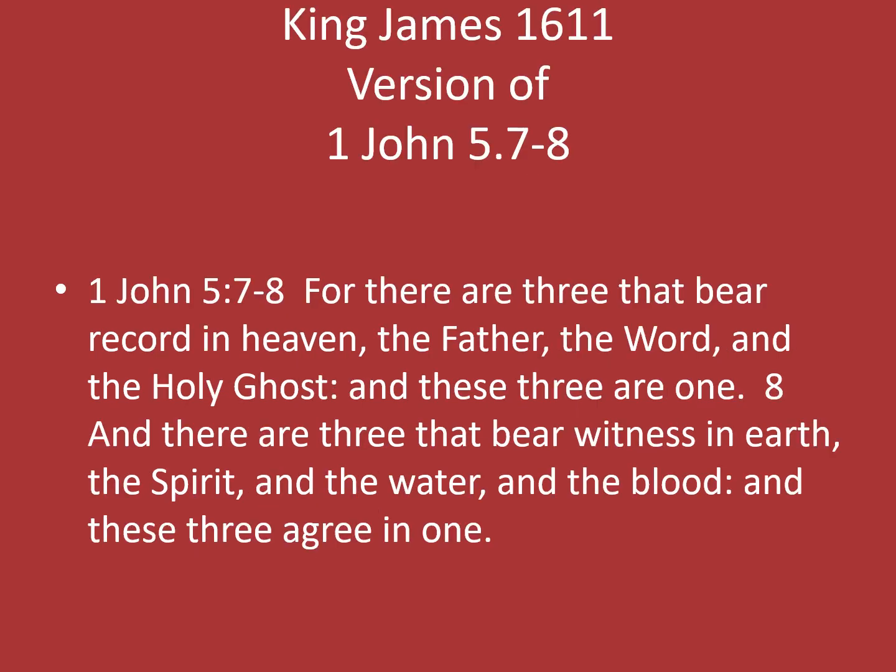The King James 1611 version of 1 John 5:7 and 8 has some additional words in verse 7 that you won't find in most modern translations. It reads this way, "For there are three that bear record in heaven, the Father, the Word, and the Holy Ghost, and these three are one." You can see the Trinitarian statement in that verse. Verse 8 goes on, "And there are three that bear witness in earth, the Spirit, and the water, and the blood, and these three agree in one."